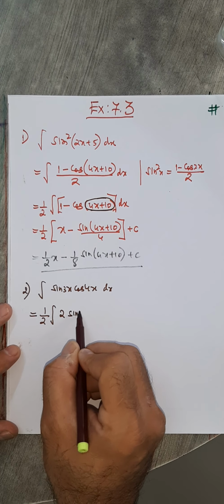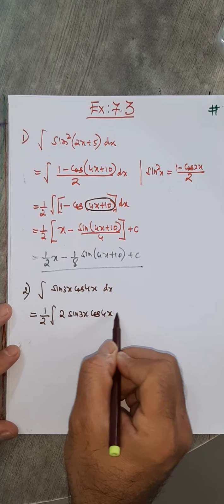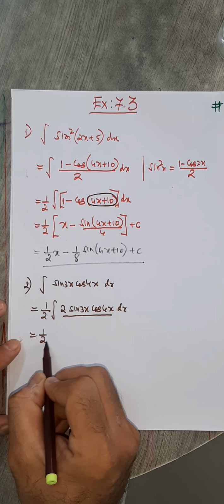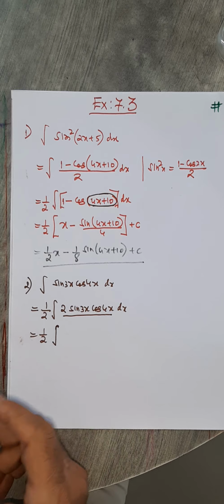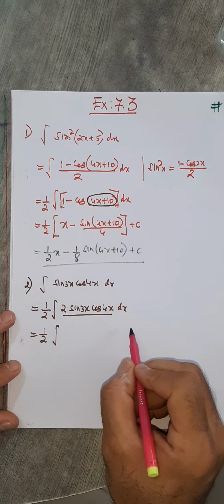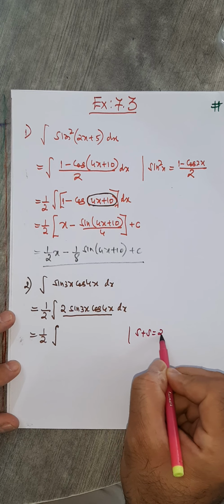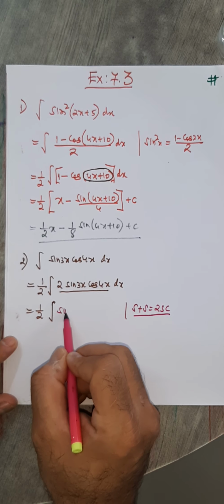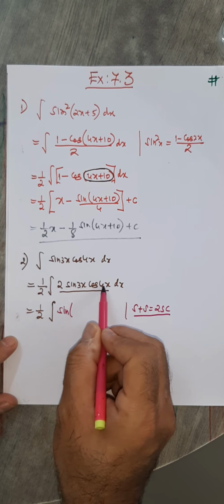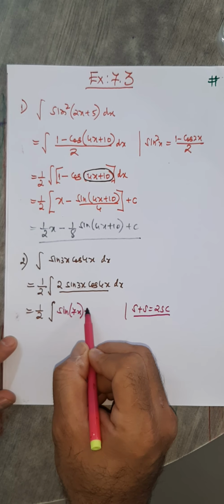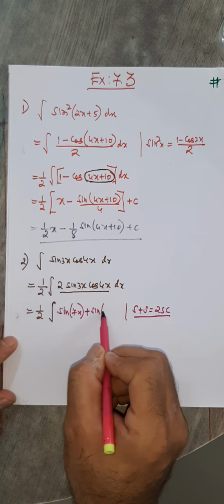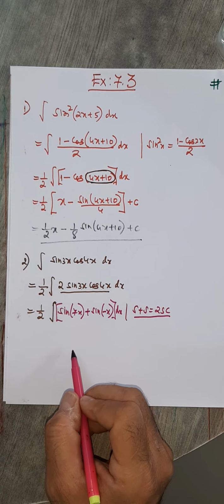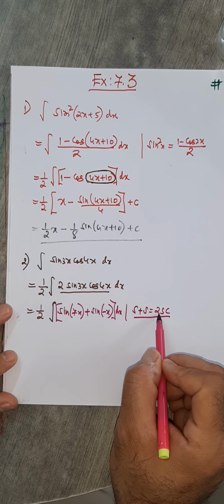Twice sine 3x into cosine 4x. Now what is this? This is 2sc. What is 2sc? If you remember, 2sc is nothing but sin(A+B) plus sin(A-B). You know, s plus s is 2sc. So let's use this from trigonometry. So sine of this plus this, 3x plus 4x, which is 7x, plus sine of this minus this, which is minus x. What you did is nothing, just the vector formula, remember, s plus s is 2sc.